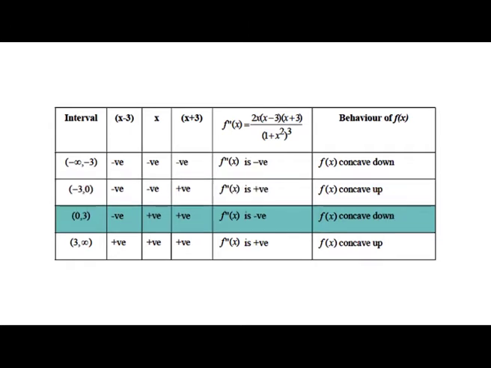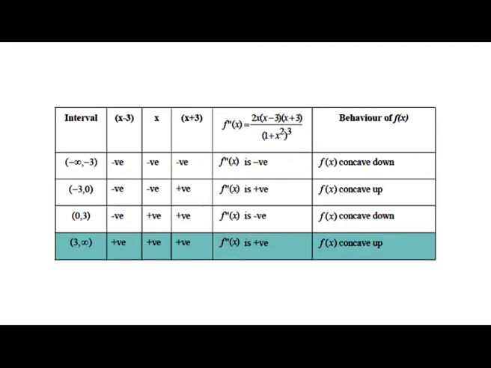In the interval 0 to 3, x minus 3 is negative, x is positive, x plus 3 is positive. Hence, f double dash of x equal to 2x into (x minus 3) into (x plus 3) whole divided by (1 plus x square) whole to the power 3 is negative. Thus, f of x is concave down.